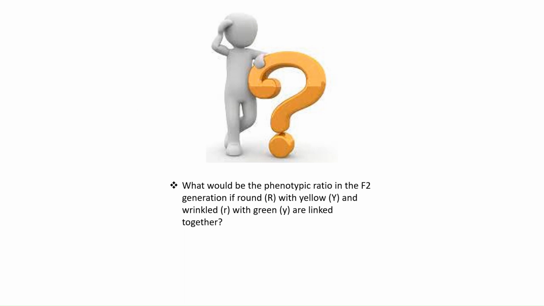Now, one question from my end for you all. What would be the phenotypic ratio in the F2 generation if round with yellow and wrinkled with green are linked together? Independent assortment, such a ratio of 9:3:3:1 is telling us that the genes are not linked. That's why we are getting this hybrid of one dominant, one recessive character. But what if they are linked together? In that case, what will be the phenotypic ratio?